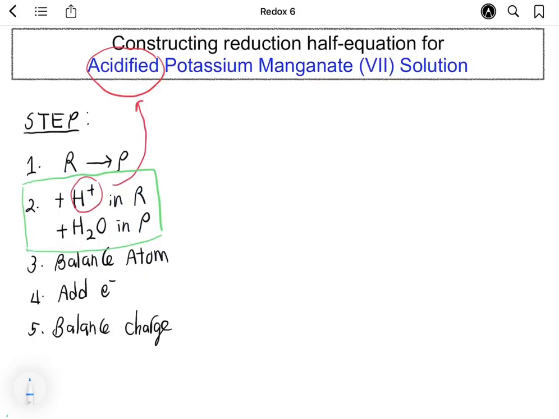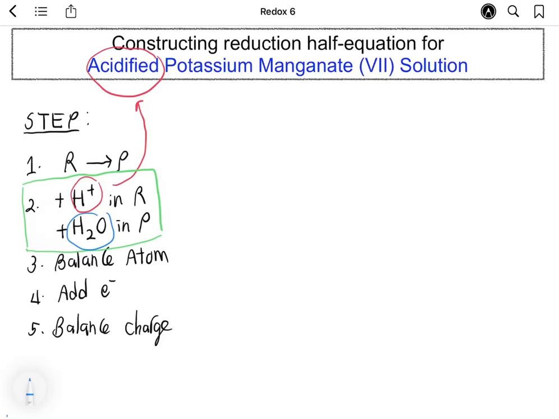We will discuss how to construct the half equation of reduction for acidified potassium manganate VII solution. From my previous lecture, step 1, 3, 4, and 5 are the common steps to write half equation. The only new step here is step 2. And step 2 is only used for acidified potassium manganate VII solution and acidified potassium dichromate VI solution. Step 2, we add H+ ion in the reactant due to the presence of H+ ion for acidified solution. And the hydrogen ion will also take part in the reaction, forming water as the product. So we add water in the product.